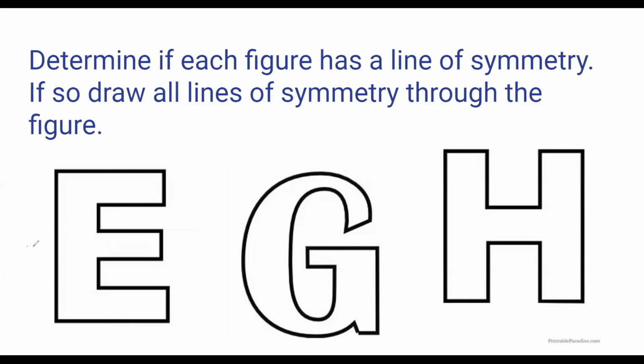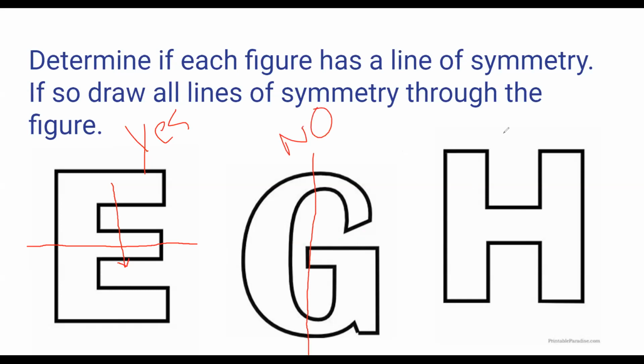But where an E does have a line of symmetry is across the middle. If I were to flip the top to the bottom, it would fold over and be the same. So the E does have line symmetry. If I'm looking at the letter G, if I were to fold it in half this way, the top doesn't match the bottom. If I were to fold it this way, the left side and the right side don't match. So this shape does not have symmetry.